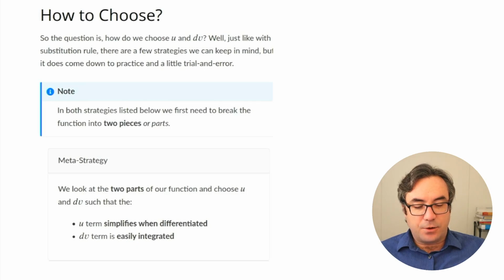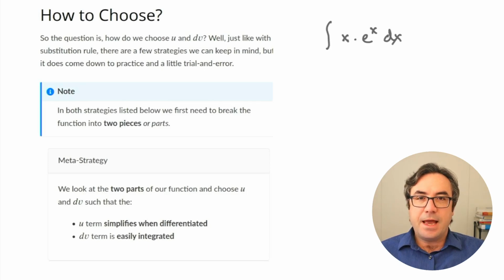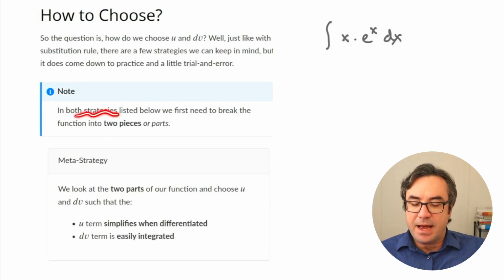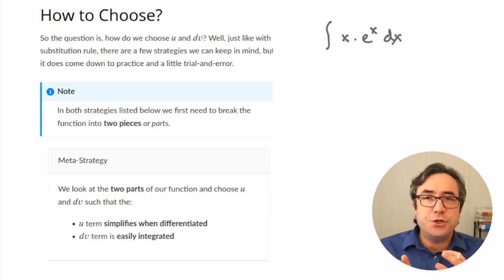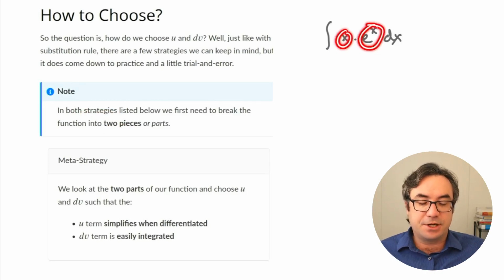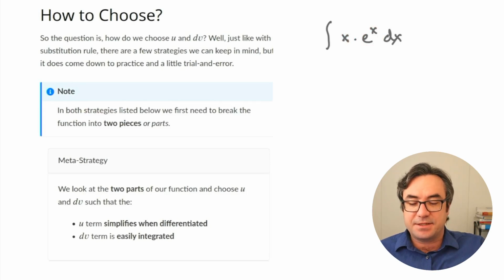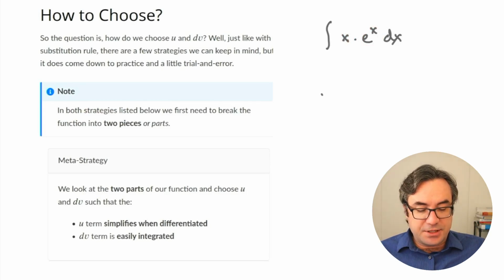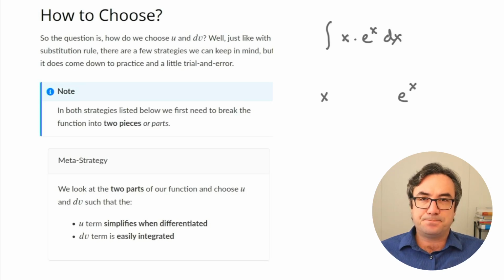In that last integral, what did we do? We had x times e to the x dx. And the idea is we have this function we're trying to integrate. And it can be helpful to think about what are the two different pieces or parts of your function. So we have two different parts here. We have the x and then the e to the x. So let's write those out separately. We have x and e to the x.